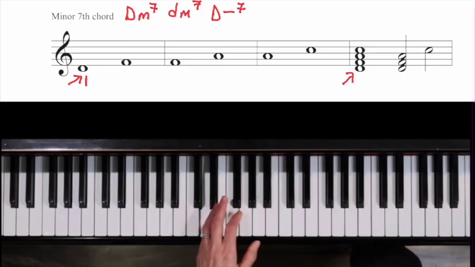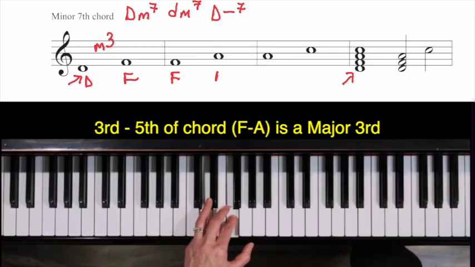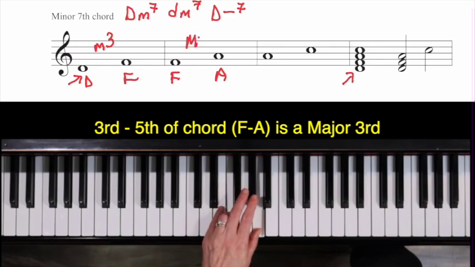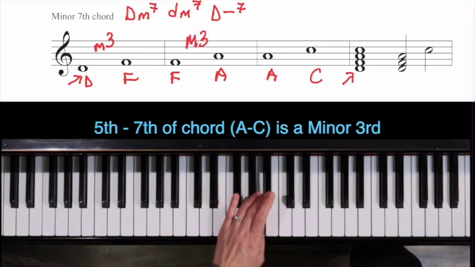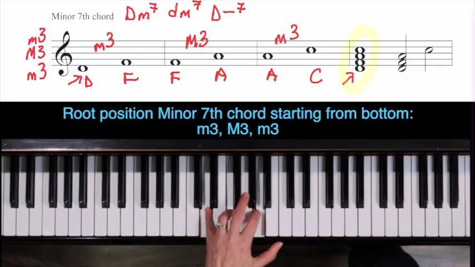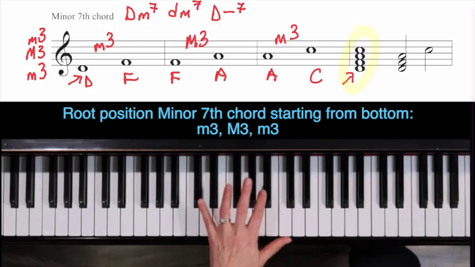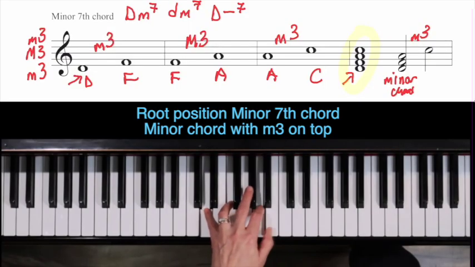It's going to be D to F, starting with 1, 2, 3. So that's a minor third first. Then F to A, 1, 2, 3, 4, major third. And then A to C, minor third. Minor, major, minor. So similarly to what we discussed before, you may also think about this as a minor chord plus a minor third.